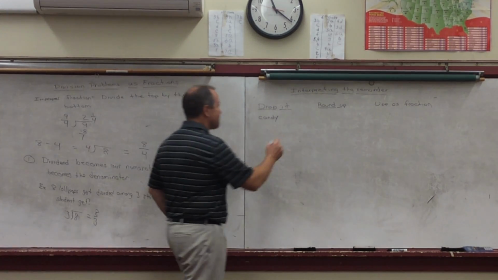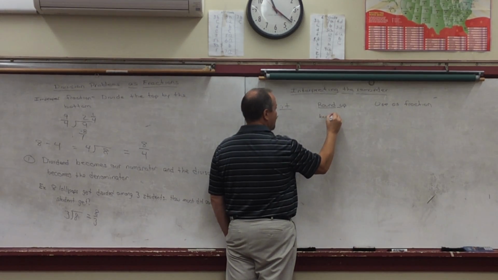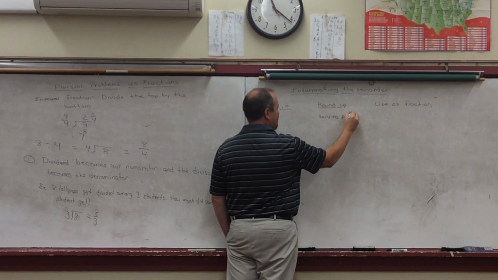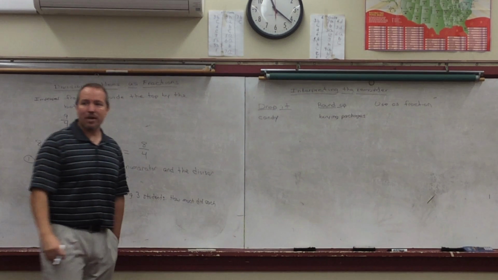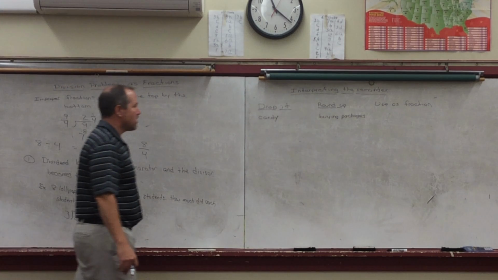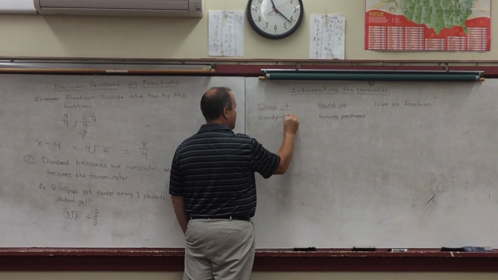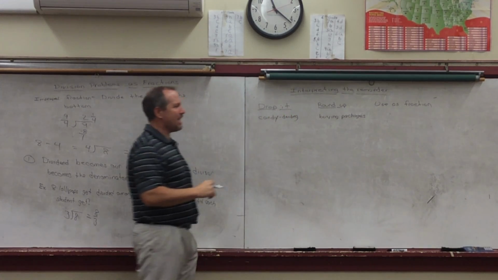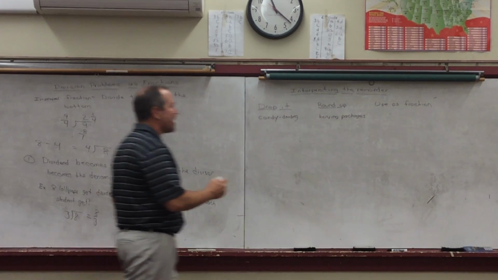So, in buying packages, we're going to have to get an extra package. I'm going to put dividing candy. Okay? And as far as when would we use it as a fraction?